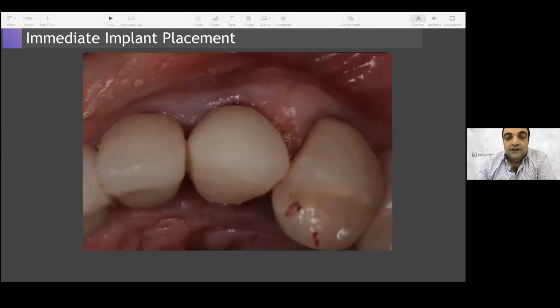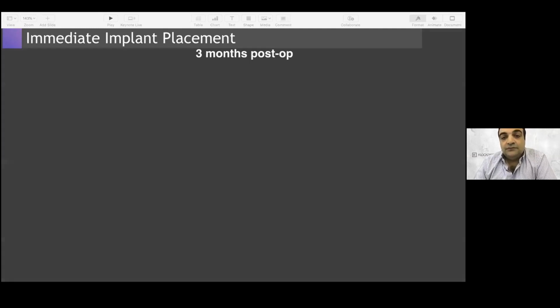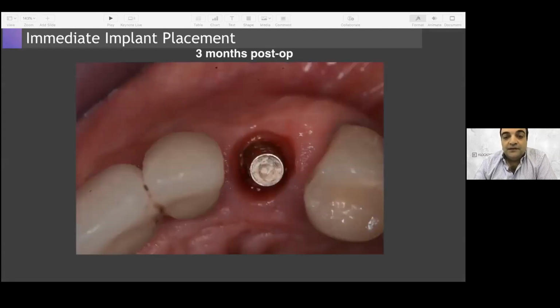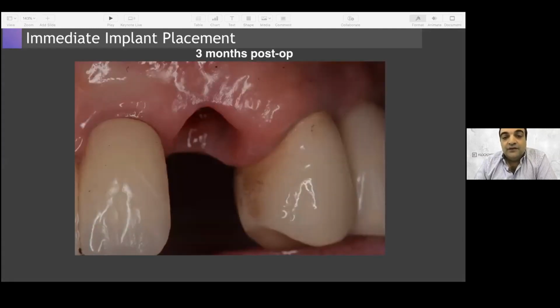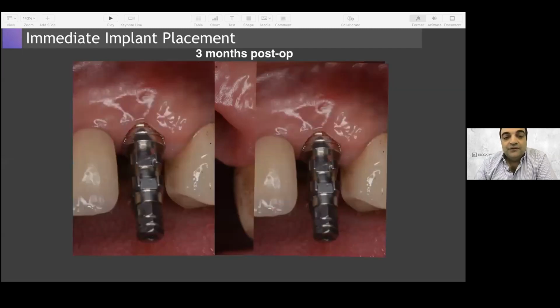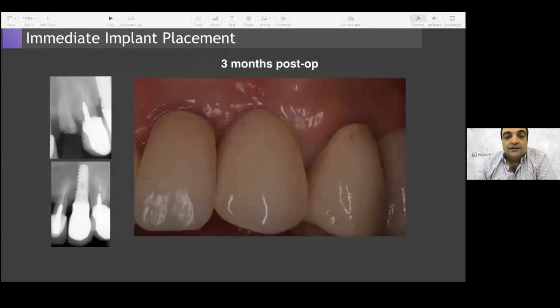And this is a temporary crown. And after 3 months, look at the healing of our soft tissue. It's ready for our impression. We take an impression, and this is the final crown. So even with a tissue level implant, we can get predictable aesthetics and stable results.